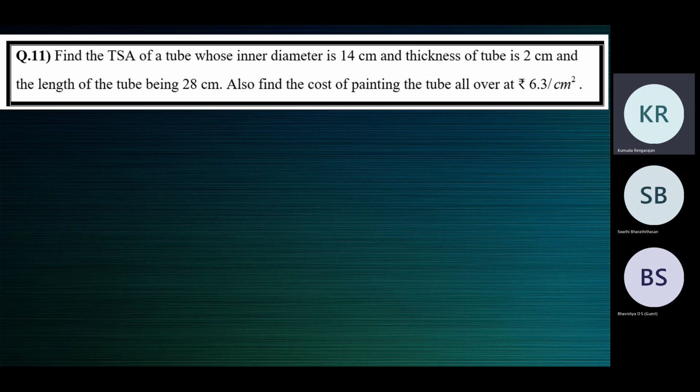So here you will have to find the total surface area, children. Write down the question and write the values, meaning the value of capital R, small r, thickness, the height of the tube.